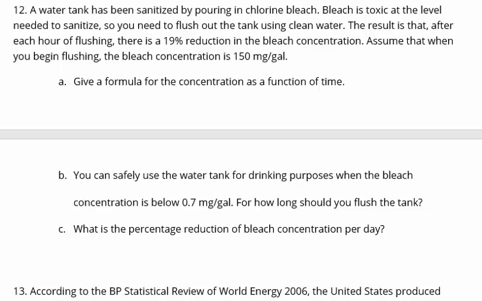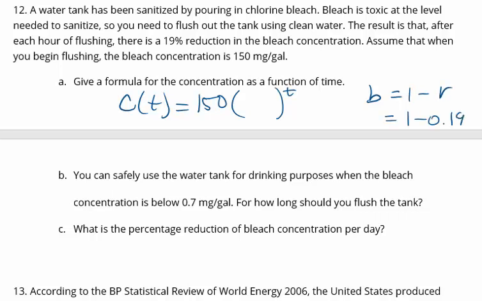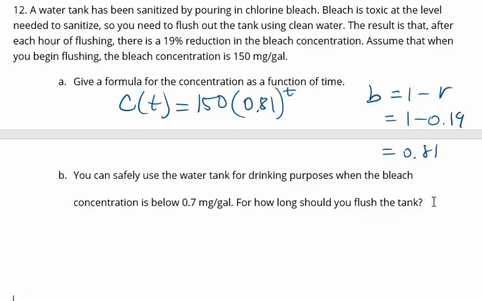So we want to write a formula for the concentration. So I'll just say C of T. Okay, so we write the initial concentration first, and then times a B raised to the T. But we have to figure out what the decay factor is. And in this case, because it is decay, it's going to be 1 minus R. So 1 minus 0.19 or 0.81.